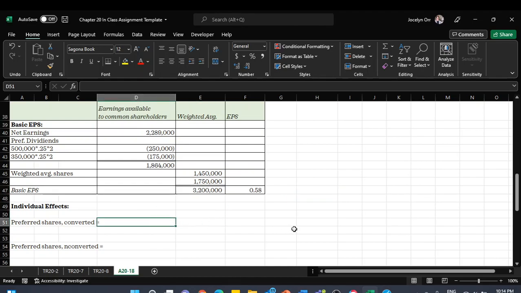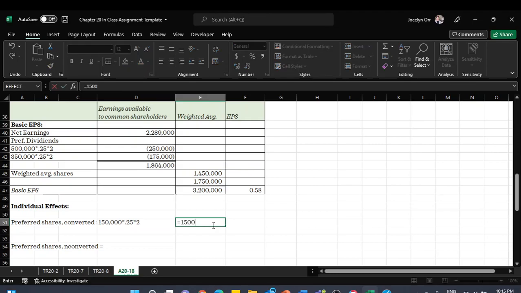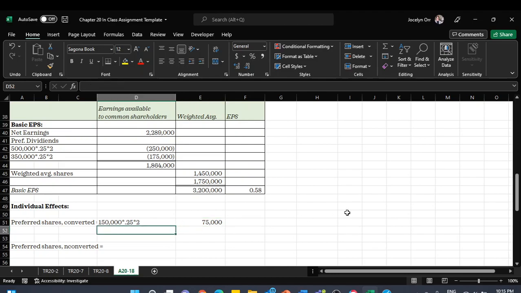So starting with what has been converted, we want to figure out what are the dividends that we can avoid. Okay, so we had 150,000 shares that were converted. They received a 25-cent dividend for the first 2 quarters. Right, 150 times 2.5 times 2 gives us an amount of 75,000. So that is our numerator. Those are the dividends that we can avoid.